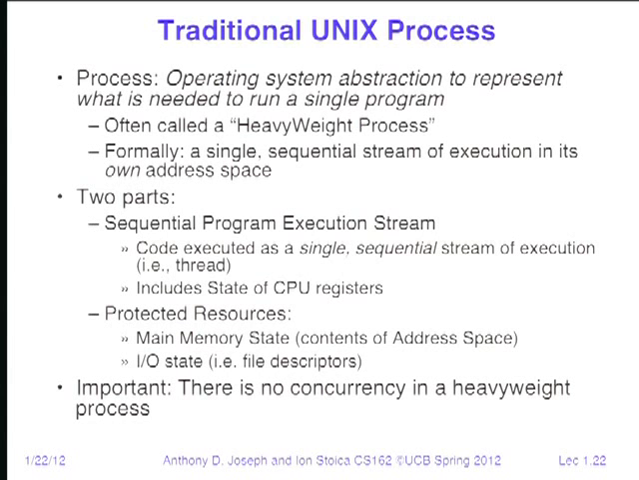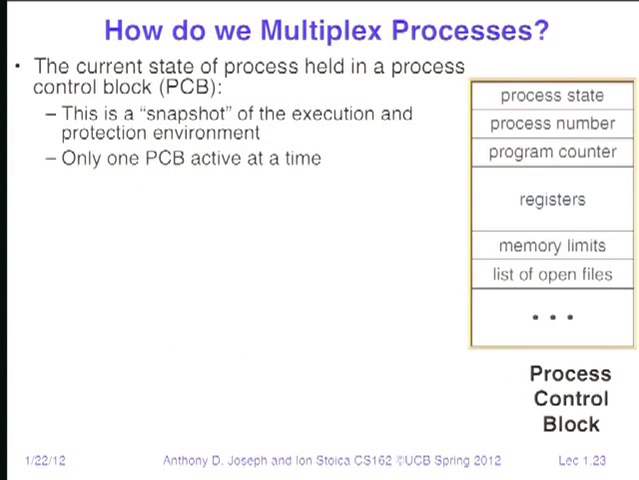Now, how do we actually multiplex the processes? Just as we had a thread control block, now we're going to have a process control block. It represents a snapshot of our execution and protection environment. So it has all of the process state, not the memory, just various things about what the process is doing: the process ID or number, the program counter, the registers, the stack pointer, any memory map information, and then the I/O state, the list of open files, and anything else that we need. Only one process control block will be active at a time in our system, so only one thing is running.